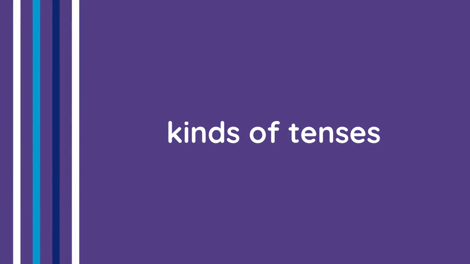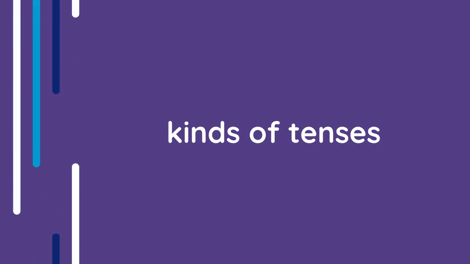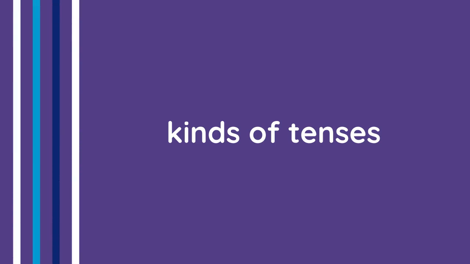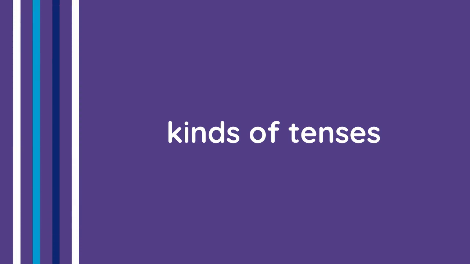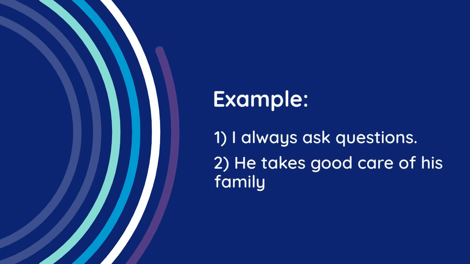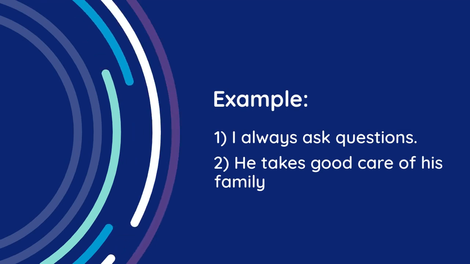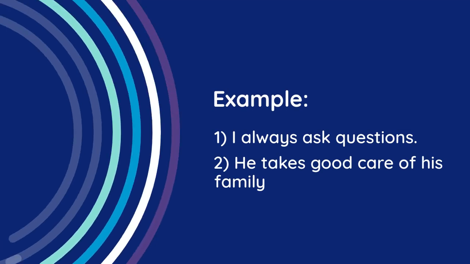For instance, we all know that children love playing, so we can say the children play. And also, the simple present tense is used to express a general statement about something that remains true all the time. Let's consider some examples of sentences. I always ask questions. He takes good care of his family. So, ask and takes there are all in the simple present tense.